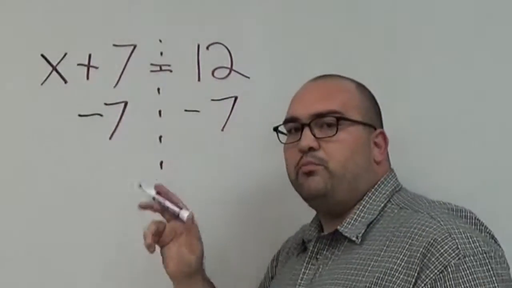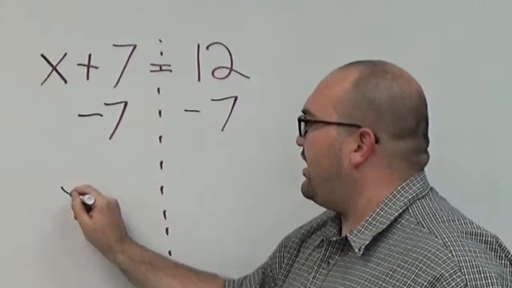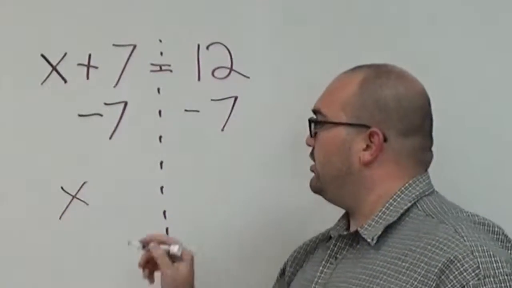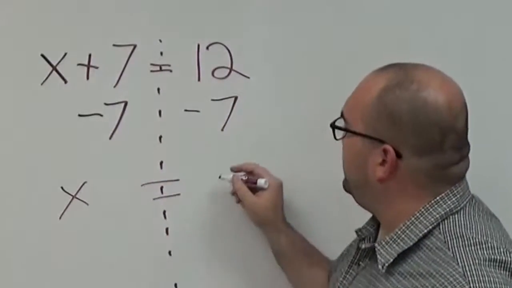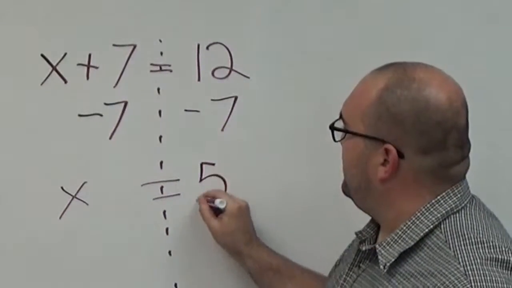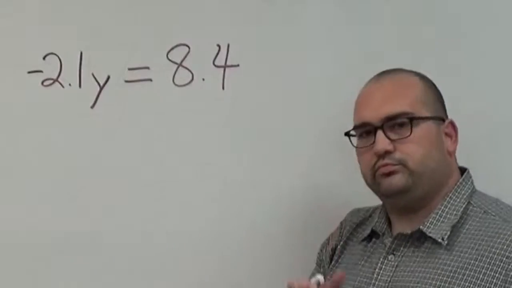That positive 7 minus 7 ends up being a 0, leaving only x on this side. That's going to equal 12 minus 7, which will be 5. So in this equation, x equals 5.